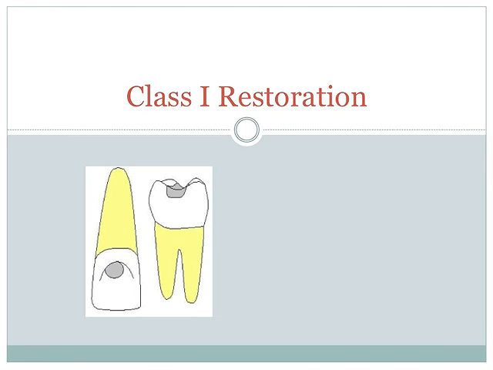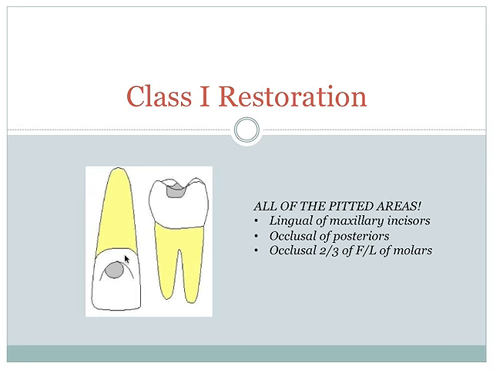Alright, so let's talk about Class 1 restorations. As we talked about in the first video, this refers to, and this is just the way they're defined, all the pitted areas. So we're talking about the lingual of maxillary incisors and the lingual pit areas, all the occlusal grooves and pits of posterior teeth, the occlusal 2/3 of the facial surfaces of the mandibular molars, and the lingual surfaces of the maxillary molars, where those grooves extend down from the occlusal surface.